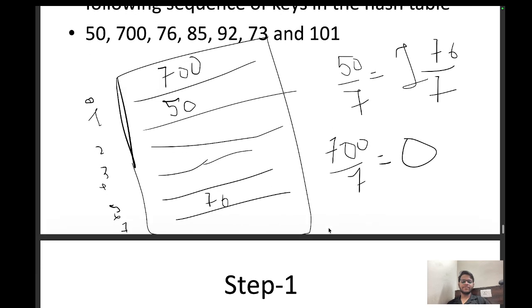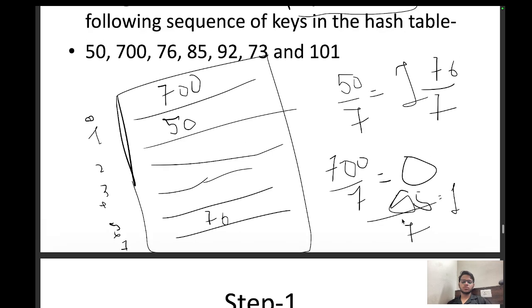Now let us take 85. When we divide 85 by 7, it is divided 12 times and gives a remainder of 1. So 1 is there. Now the problem comes into the scene. The problem here is that at the first place, at key one, there is already an element 50, and if we again get an element to be stored at the first place, then we don't have the space for it.